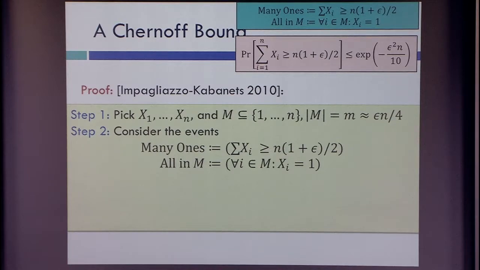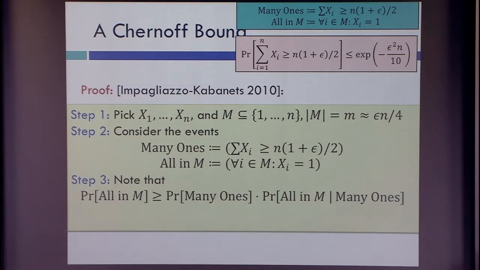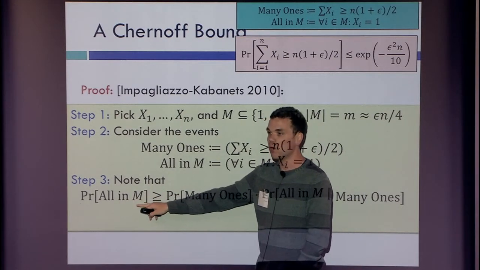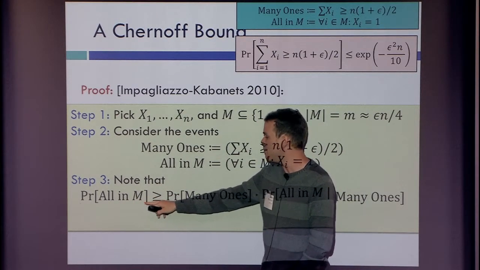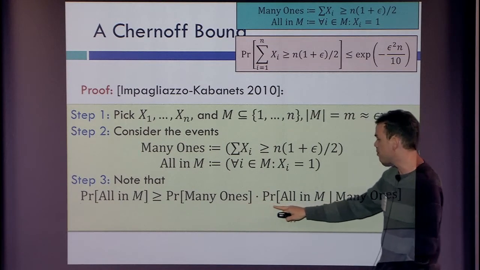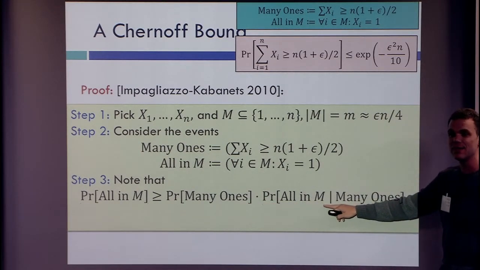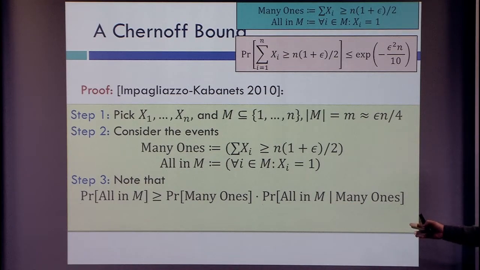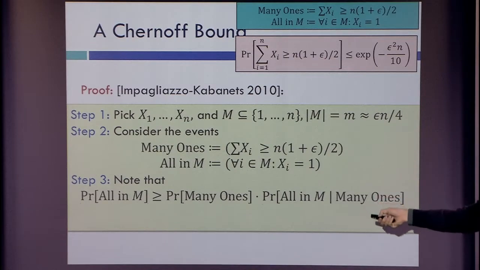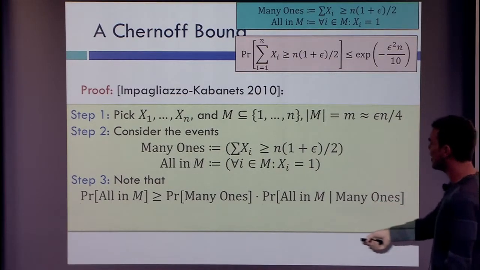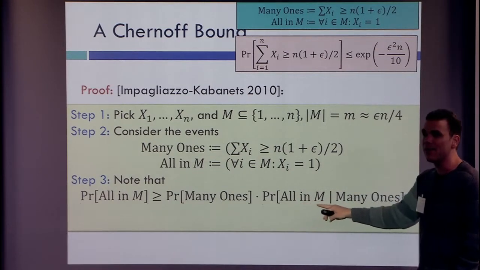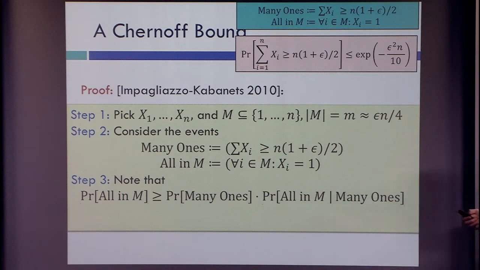Okay, so far so good. Now, what we note is that the probability that everything in M is 1 is at least the probability that we have many ones times the probability that everything in M is 1 if we have many ones. So the probability that all elements in M are 1 is at least the probability that, well, first we get many 1s, and then the probability that everything in M is 1, given that we have many 1s.